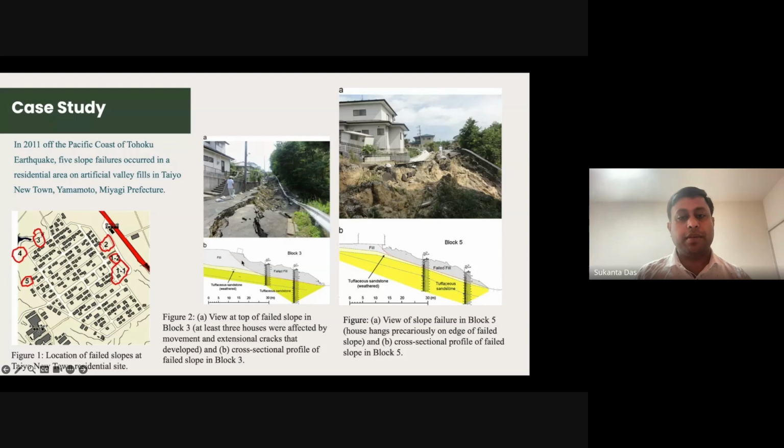See, they have given one example, like these are the blocks. They have mentioned 1, 1, 1, 2, 2, 3, 4, 5. So this is block 3, and the slope is dipping in this direction. And actually, what they saw is that multiple slopes collapsed. But this is a layered and filled material.